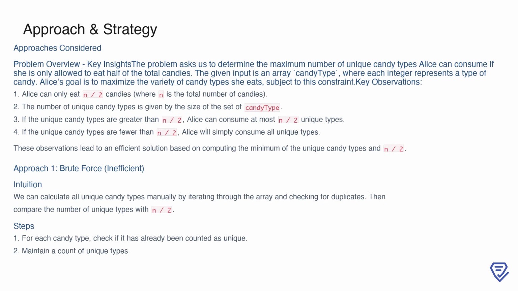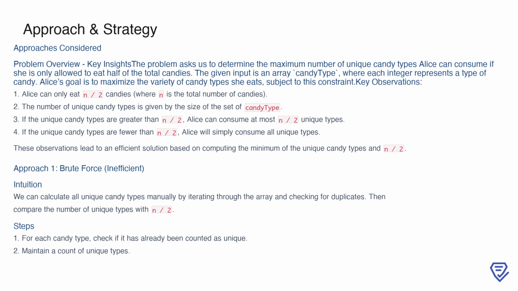To solve this problem, we need to maximize the variety of candy types Alice can consume while adhering to the constraint that she can only eat half of the total candies. The array candyType represents the candy types available. First, we observe that the maximum number of candies Alice can eat is n/2, where n is the total number of candies. Second, the number of unique candy types is determined by the size of the set of candyType.